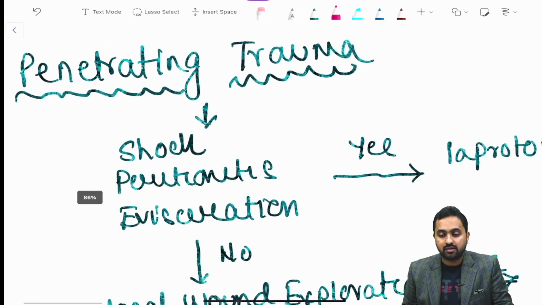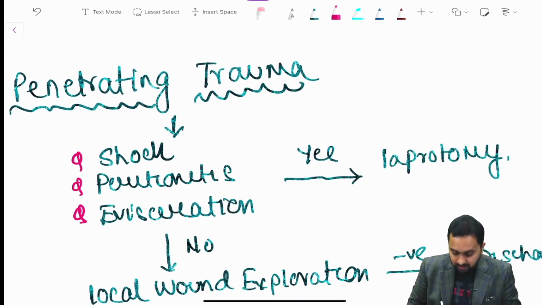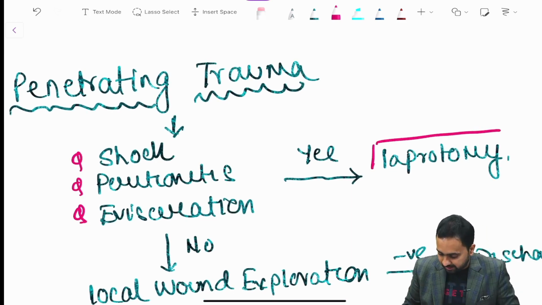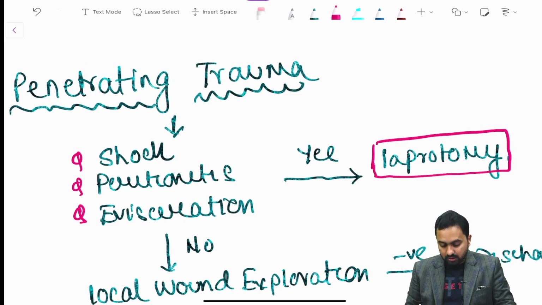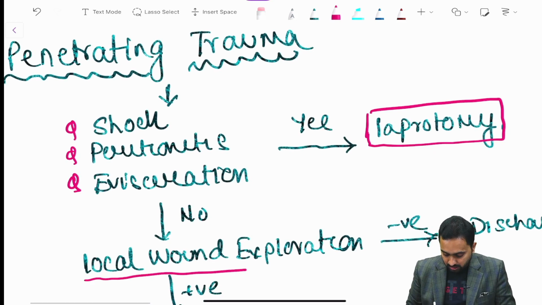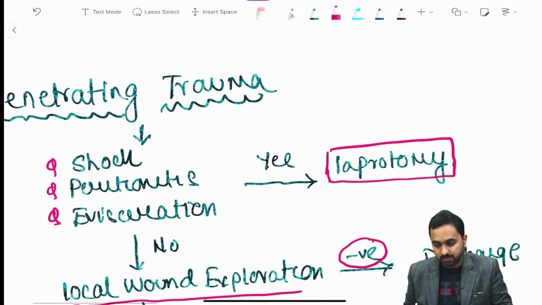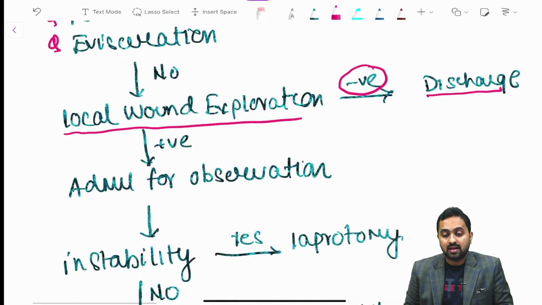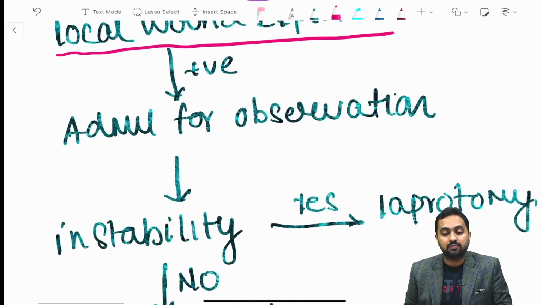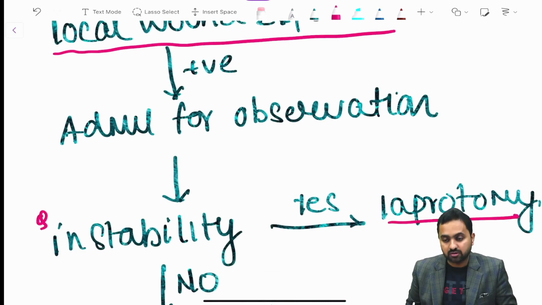So, if there is a penetrating trauma and you see that the patient is in shock, peritonitis or evisceration, then you would definitely proceed for a laparotomy. Now, if the answer is no, then you do a local wound exploration. Now, if the local wound exploration is negative, you plan a discharge for the patient, right? Whereas if positive, then you would admit for observation. Now, if there is any instability, then you would take the patient for a laparotomy.